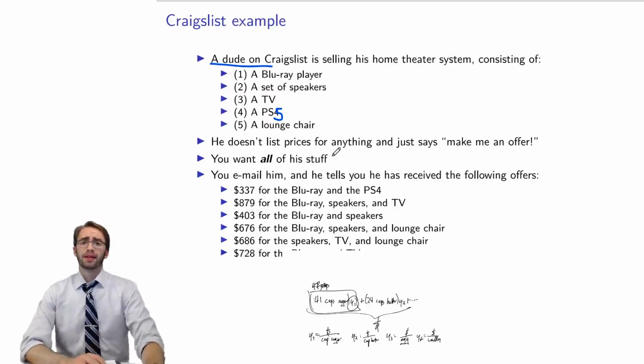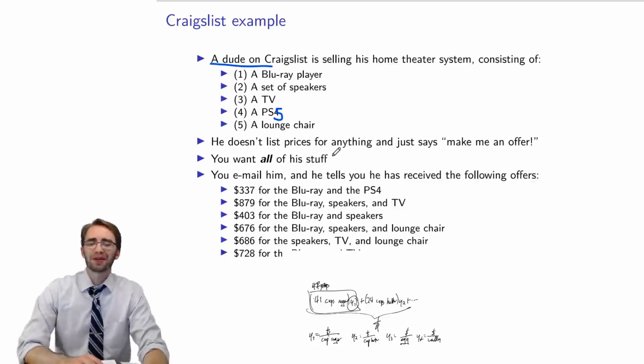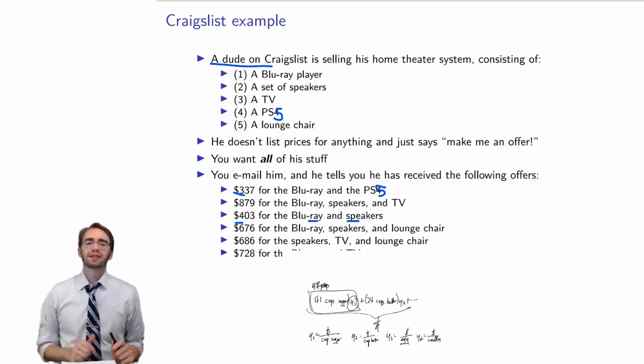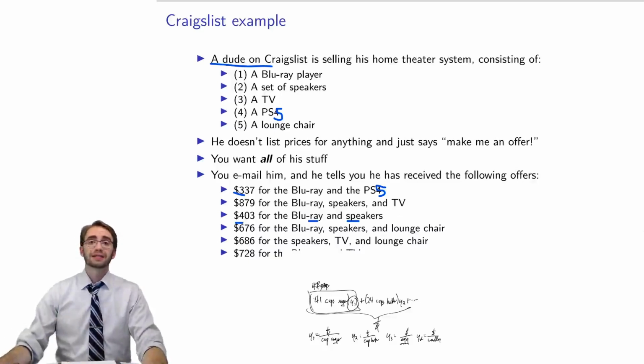And the baker, there's no longer a baker here. It's a dude on Craigslist. He says, okay, here's what I've received, these offers. Someone has offered me $337 for just the Blu-ray and the PS4 slash PS5. $879 for the Blu-ray, speakers and TV, $403 for the Blu-ray and speakers, yada, yada, yada. Okay, these are the offers that this Craigslist guy has already received.